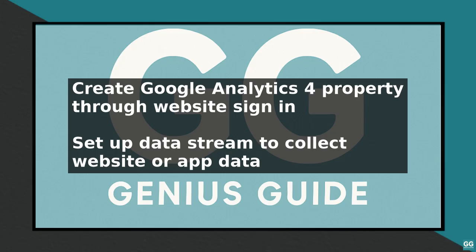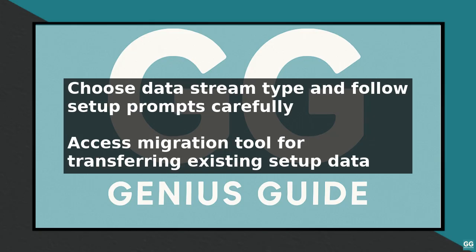Next, set up a data stream to collect data from your website or app. To do this, click on the Data Streams tab in the Admin section and then click on Add Stream. Choose the type of data stream you want to set up, such as a web stream or an app stream, and follow the prompts to complete the setup.